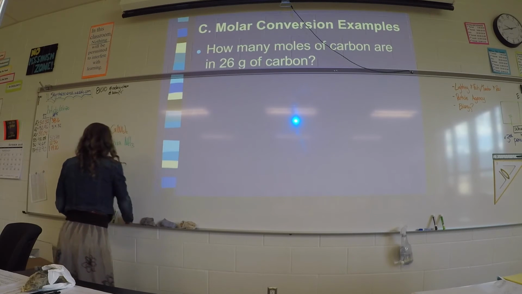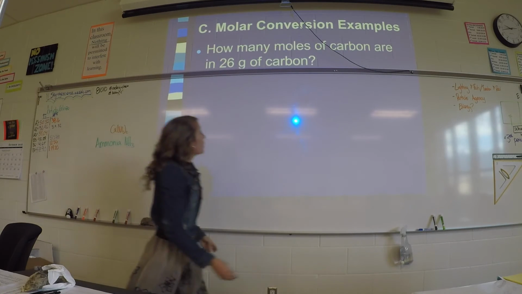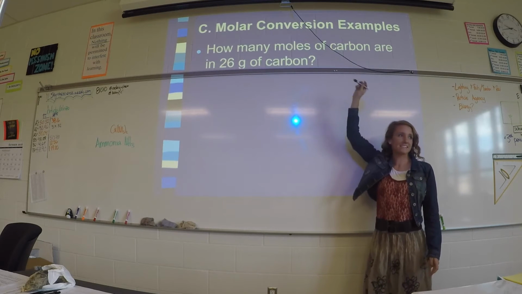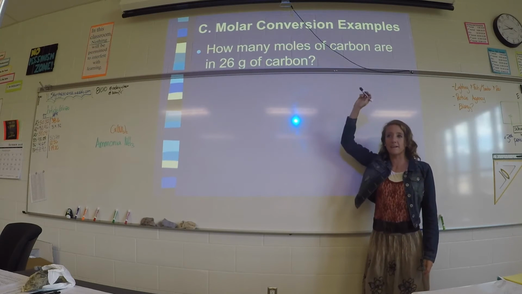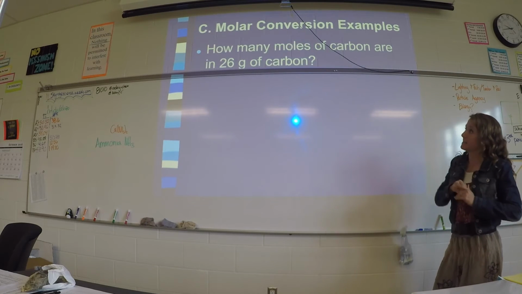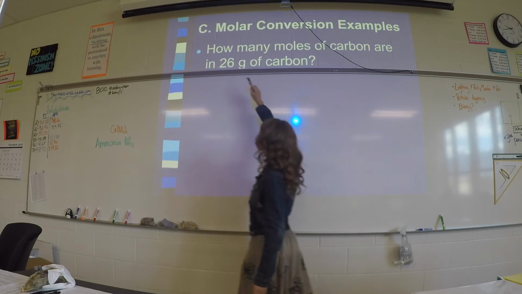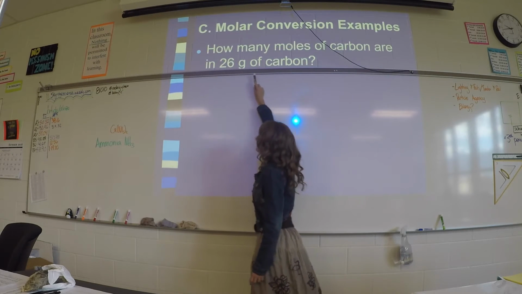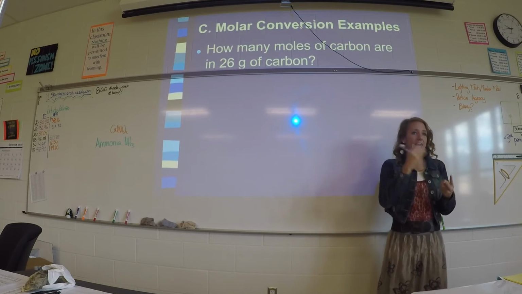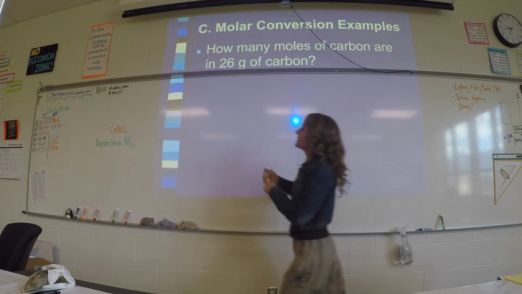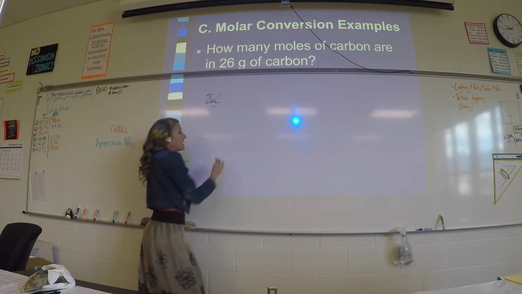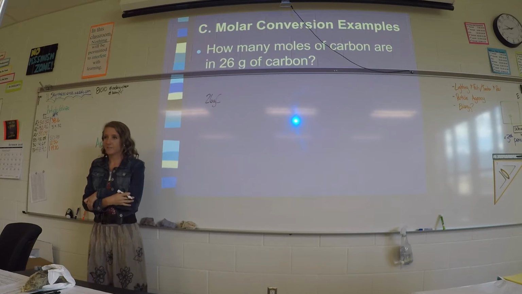All right, let's try this problem here. How many moles? Everybody circle moles in the question. That is the goal, right? Always circle what we're trying to find. How many moles of carbon are in 26 grams of carbon? Underline 26 grams. Circle what we're trying to find, underline what we know. We always start with what we have underlined. So start with 26 grams of carbon. Write that down.